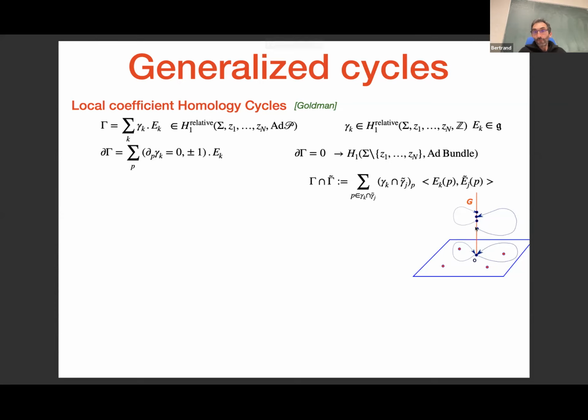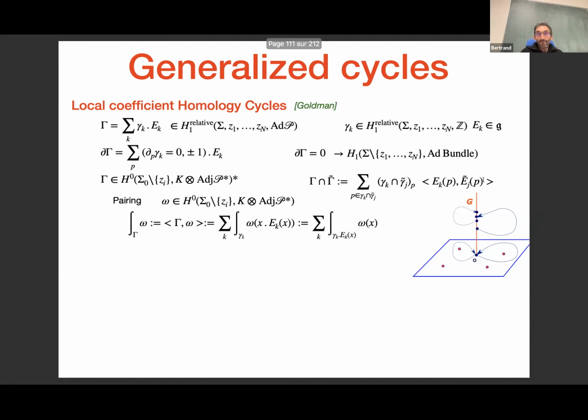Okay. Goldman also defined a symplectic structure, which is an intersection, and basically it's the intersection in the base times the bracket, the Lie algebra scalar product in the fibers. And this is a symplectic space.